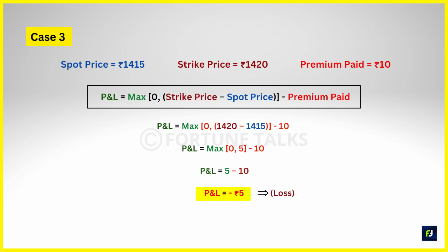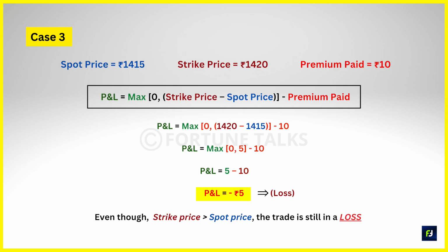Now, how did this happen? This violates our observation that upon expiry, if the spot price is below the strike price, the put buyer makes exponential profits. But despite the spot price being below the strike price, the trade resulted in a loss. But if you notice carefully, this loss of 5 rupees is way lesser than the maximum loss of 10 rupees.